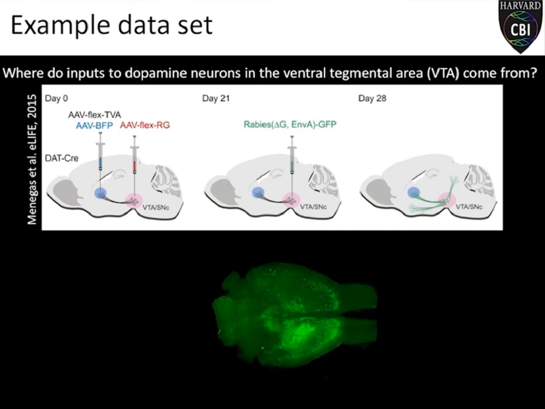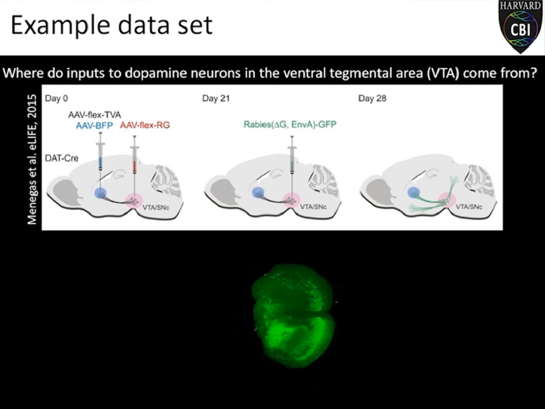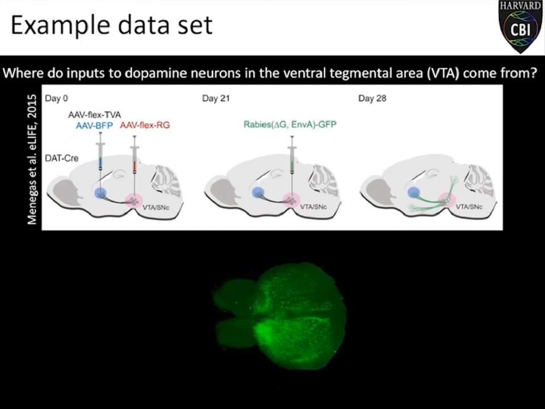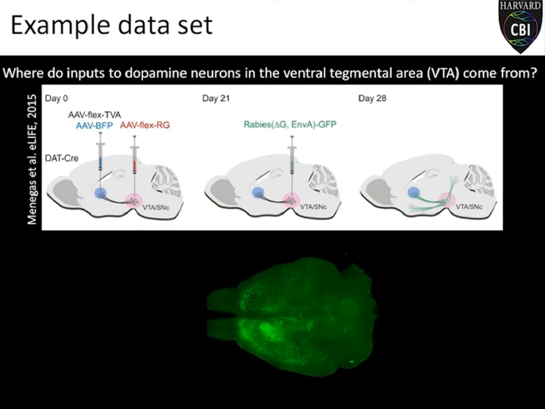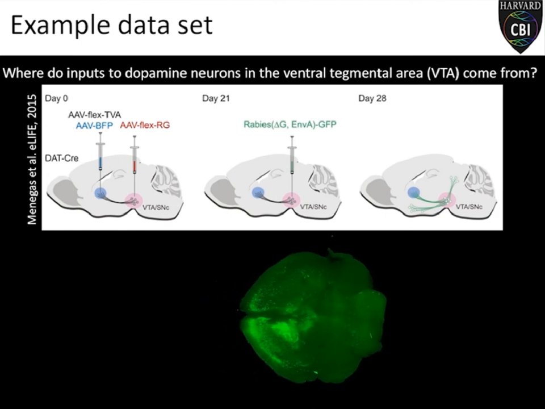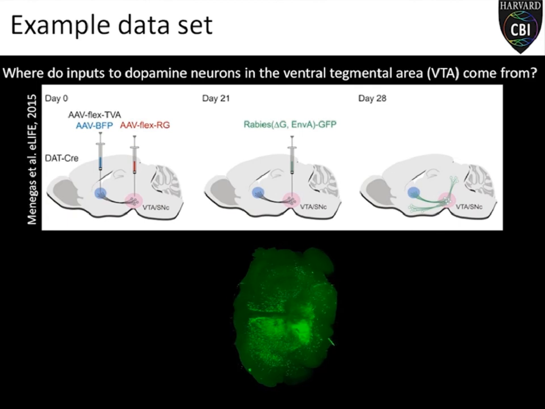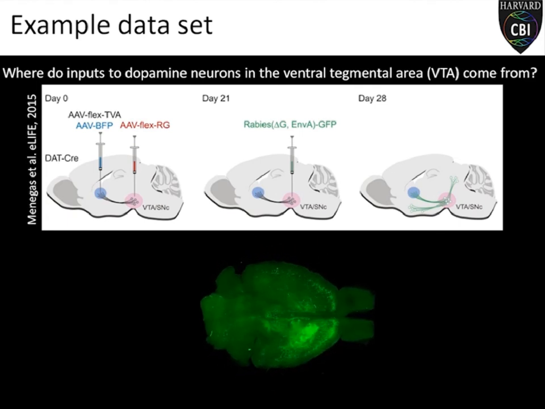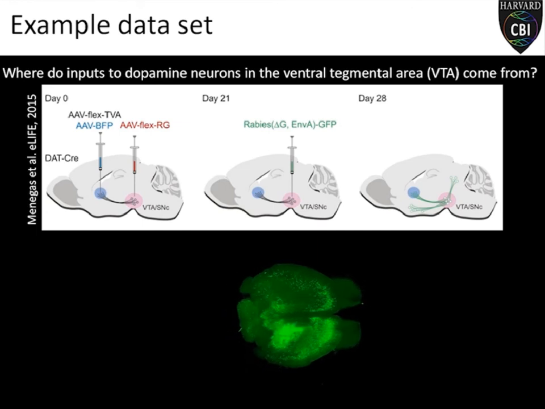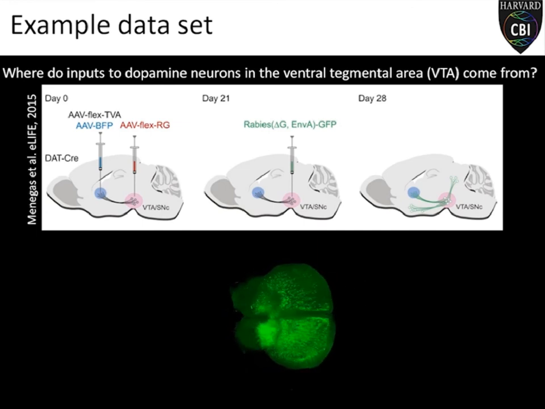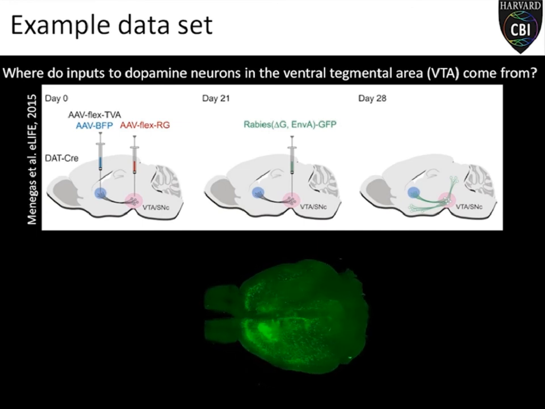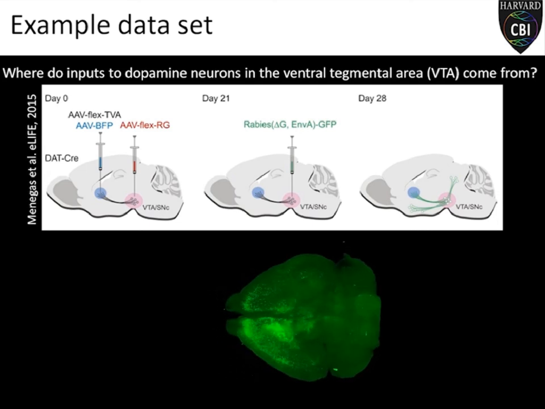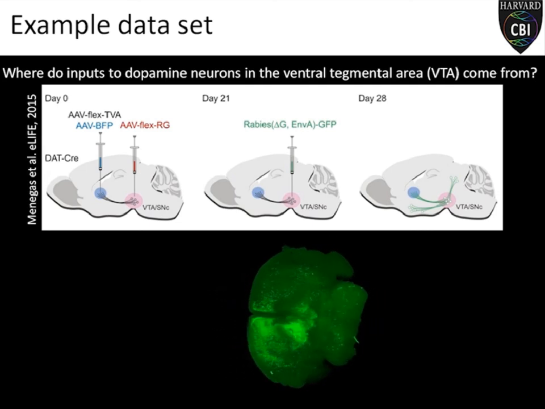Okay, so one quick example to finish up. This is a paper of the Uchida lab here at Harvard that came out a few years ago now. The Uchida lab is interested in dopaminergic neurons. And in this particular study, they're interested in finding out which neurons within the brain innervated the dopaminergic neurons within the VTA area of the mouse brain.